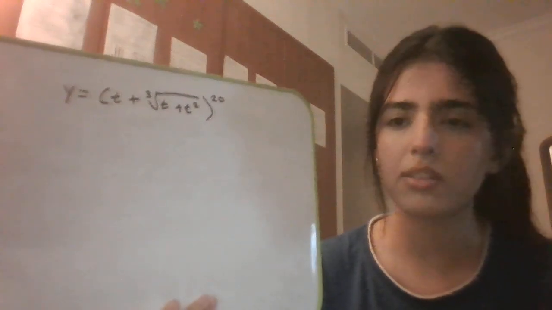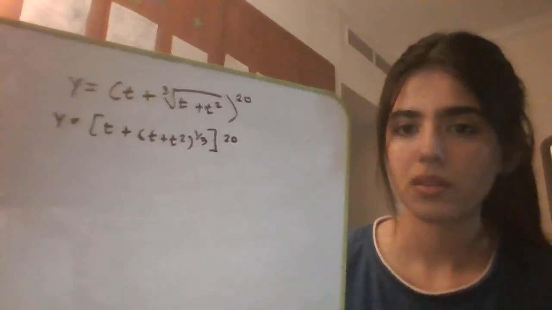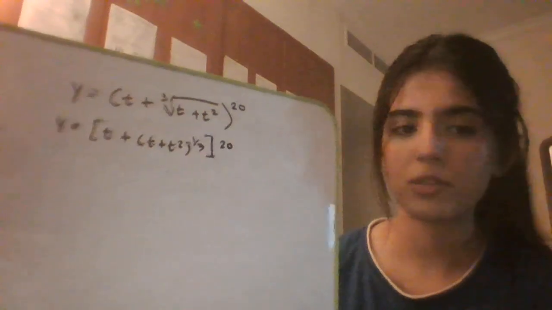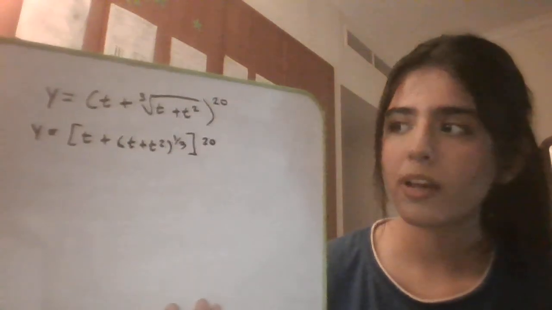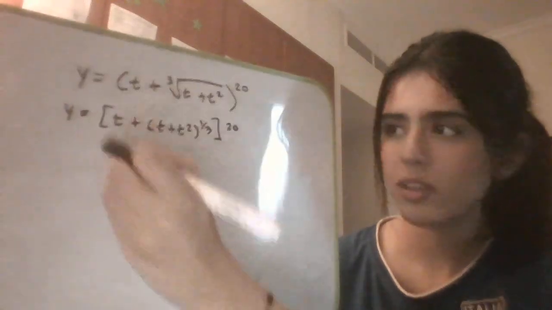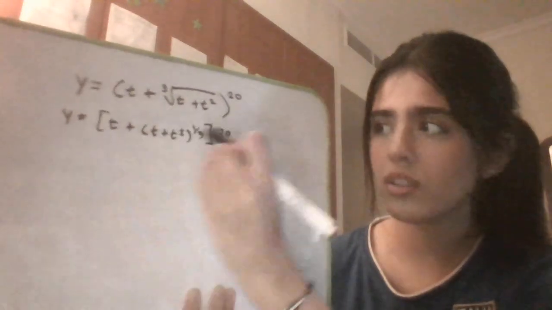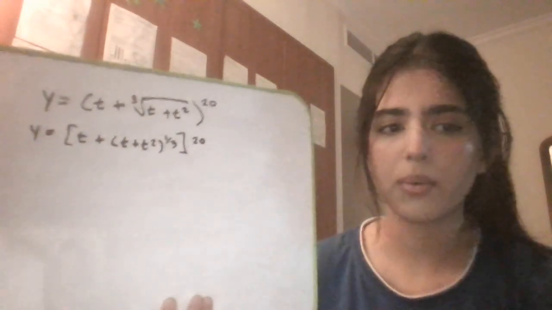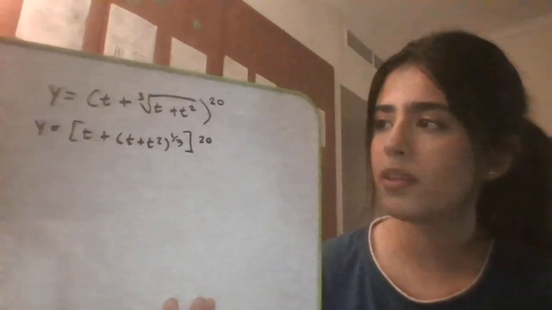Okay, I'm going to write this in terms of powers. Okay guys, so I wrote this in terms of powers. Now we're going to apply the power rule first. Just like we did in the previous question, take this 20, bring it down, multiply it by the function, and minus the power by 1. So our new power is going to be 19.